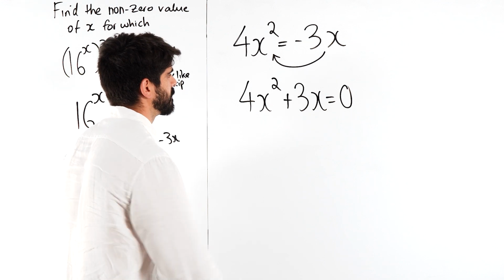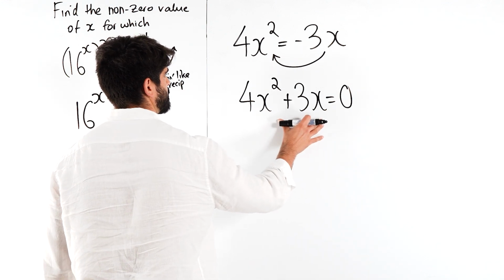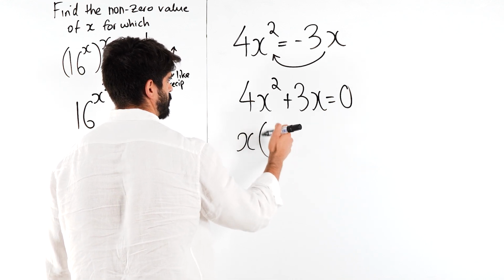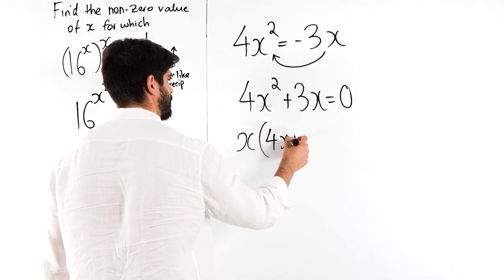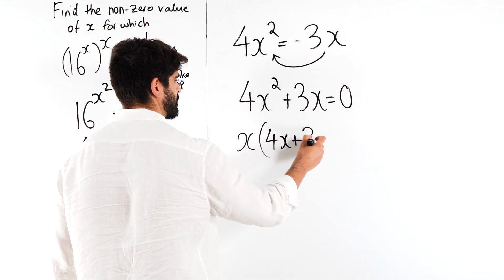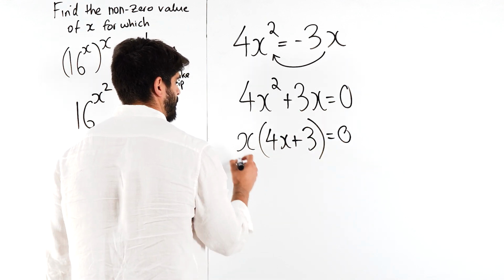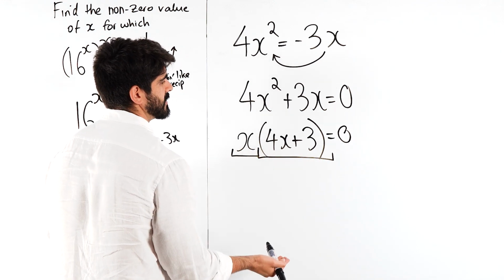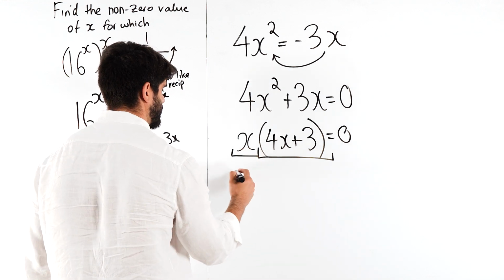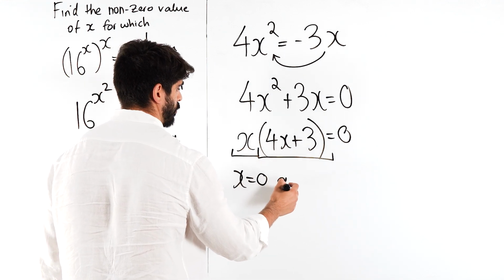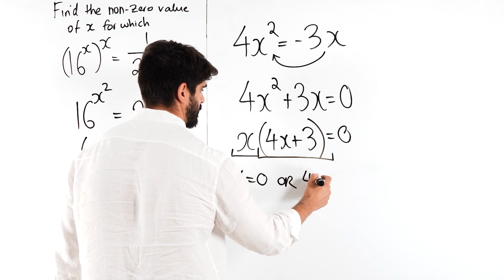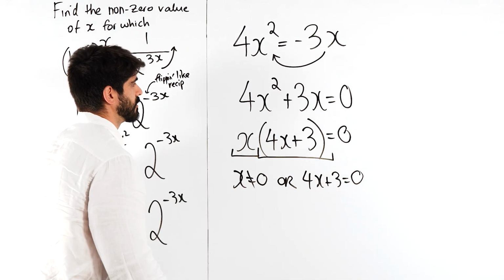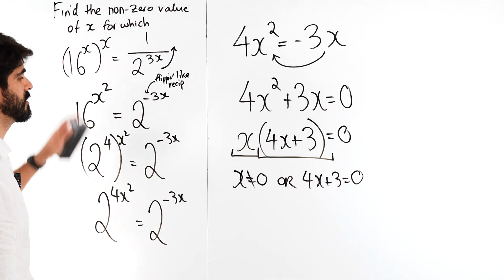Then we're going to factorize out x. There is a common term x. And then we're going to say x times what is 4x squared, that would be 4x. Plus x times what is 3x, is 3. Now you have two things multiplying to give you 0. So one of them has to be 0, or both. So either x is 0, or 4x plus 3 is 0. However, x cannot equal 0 because I said non-zero value of x.